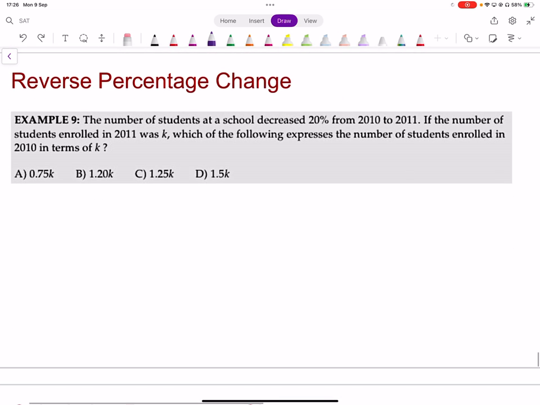Okay. So just 2 or 3 more examples and then we end. The number of students at a school decreased 20% from 2010 to 2011. If the number of students enrolled in 2011 was K, which of the following expresses the number of students enrolled in 2010 in terms of K? Take 30 seconds, everyone. Tell me which option it should be.